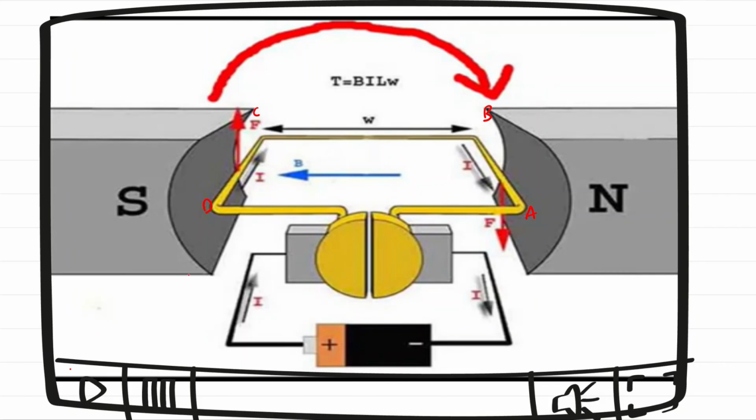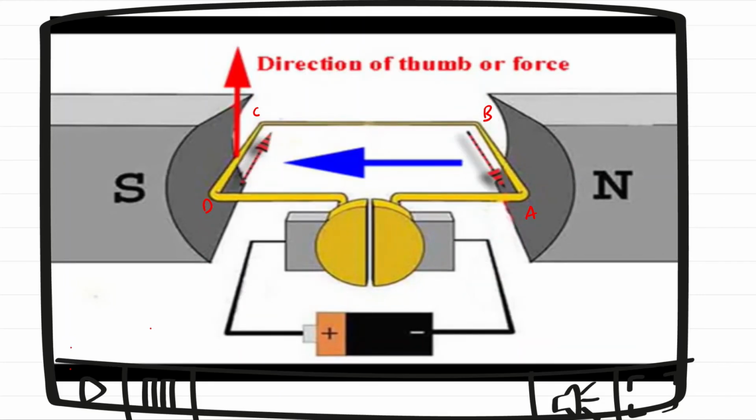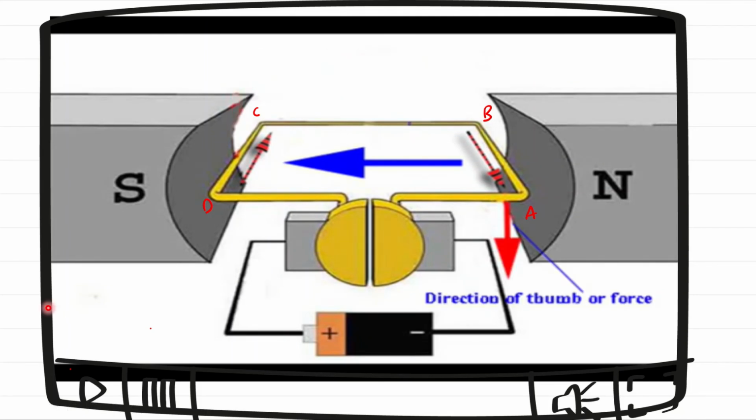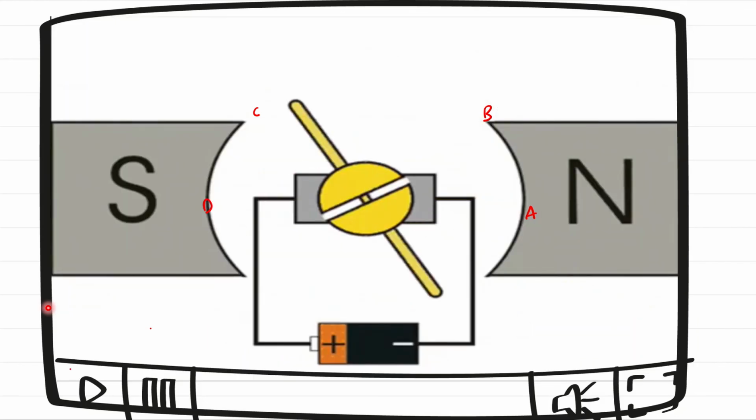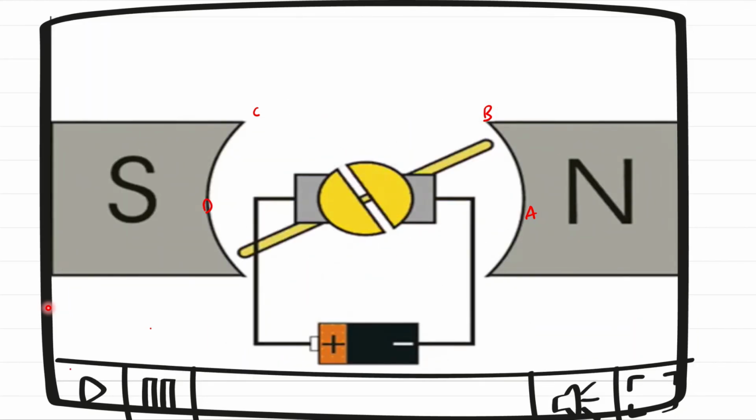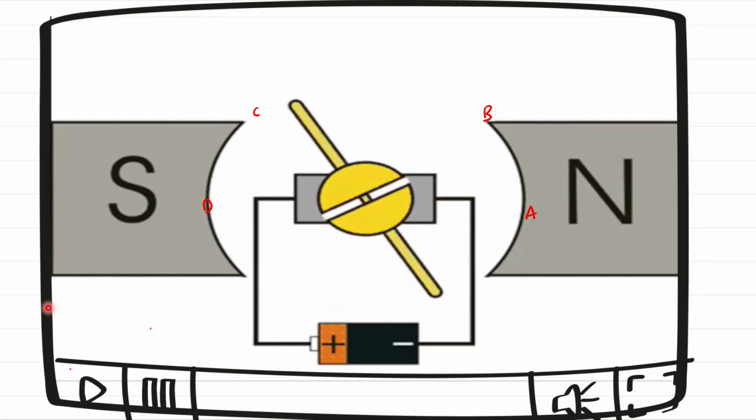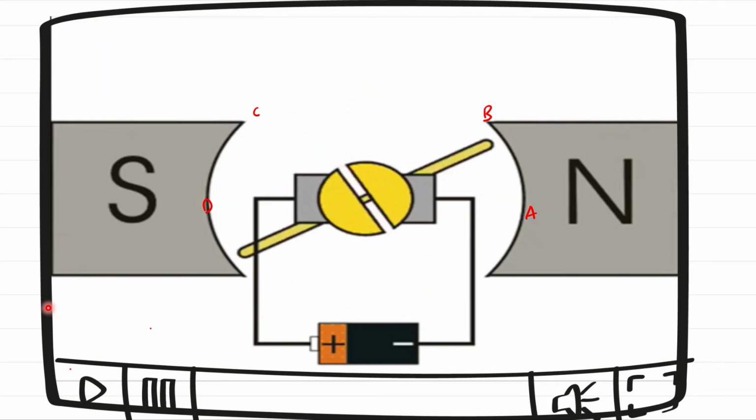Now from that explanation, we can come to the conclusion that here in this model, whichever conductor comes under south pole experiences an upward mechanical force, and whichever conductor comes under north pole experiences a downward mechanical force. And due to these two forces, the single turn continues to rotate until the battery is disconnected.